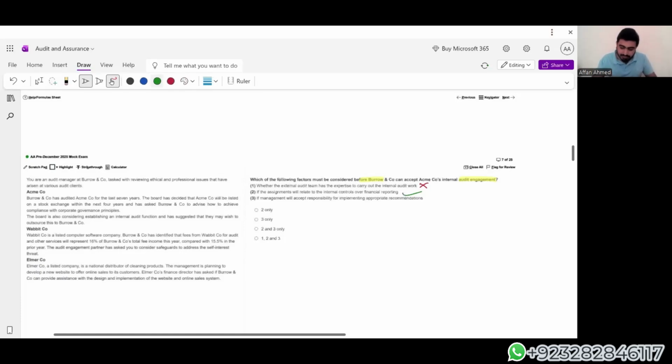And then, if management will accept responsibility of implementing appropriate recommendations. If they are not accepting responsibility of implementing appropriate recommendations, then why are they hiring us? Why are they making the department? So they have to take the responsibility of implementing the particular controls in the company, so that we are staying independent and our advice is valued. So yes, this should be the correct answer. So 2 and 3 is the correct answer. Option number 3. Let's move forward.